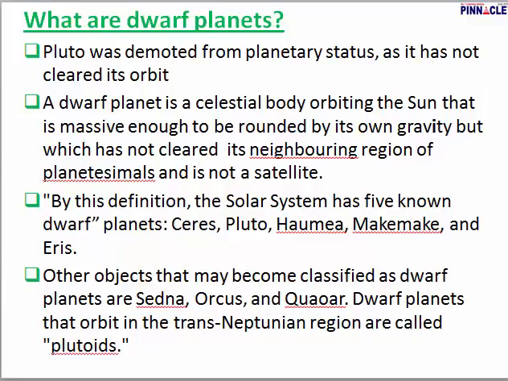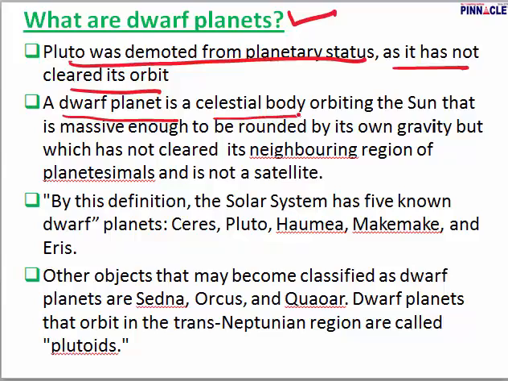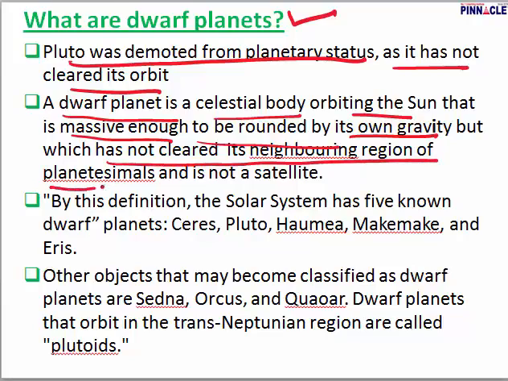What exactly are dwarf planets? We need to understand this. Pluto was initially considered to be a planet, but later it was de-recognized and named a dwarf planet. So we need to understand what exactly is a dwarf planet. A dwarf planet is a celestial body which is moving around the sun that is massive enough to be rounded by its own gravity. It will have its gravitational pull, it's going to be round in shape, and it's going to move around the sun, but it has not cleared its neighboring region of planetesimals and is not a satellite.